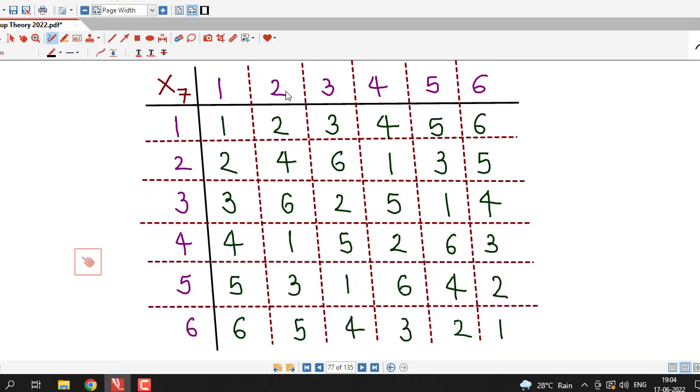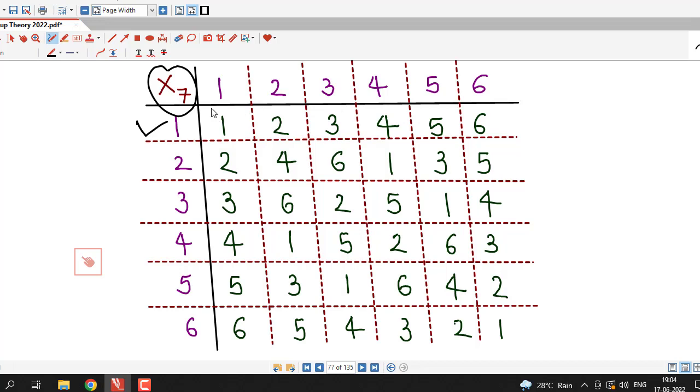So here I have written 1, 2, 3, 4, 5, 6, here 1, 2, 3, 4, 5, 6. Here I write the corresponding operation, which is multiplication modulo 7. Then I start with the first element. I take 1 into 1, 1 into 2, 1 into 3, and so on up to 6.